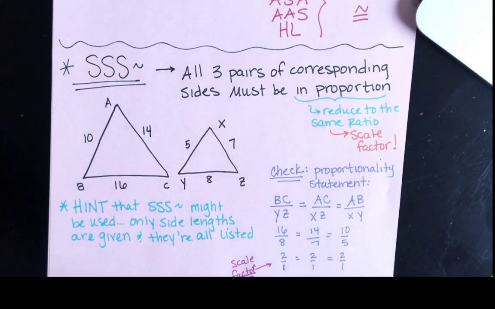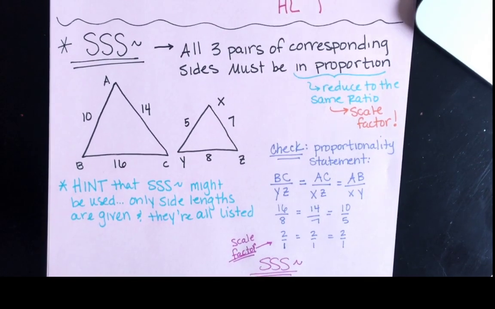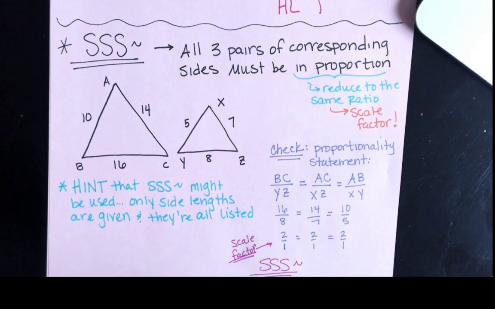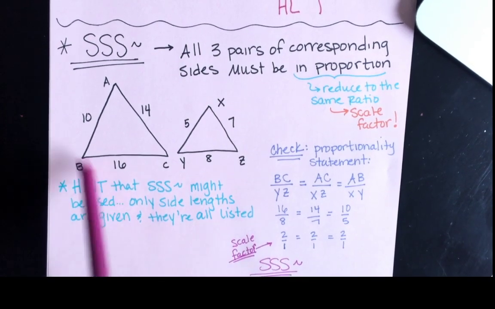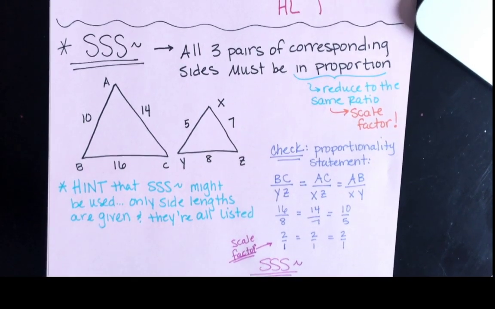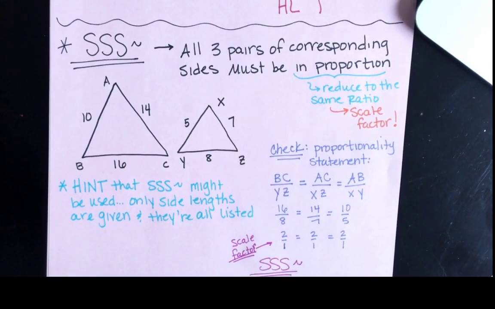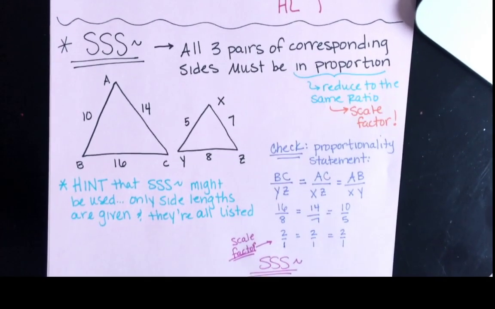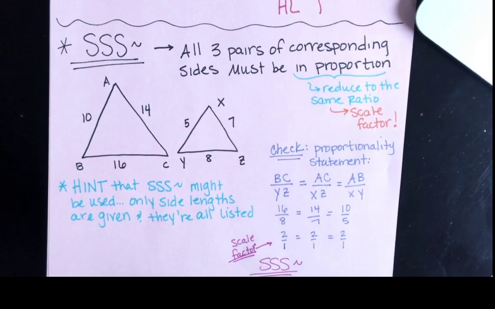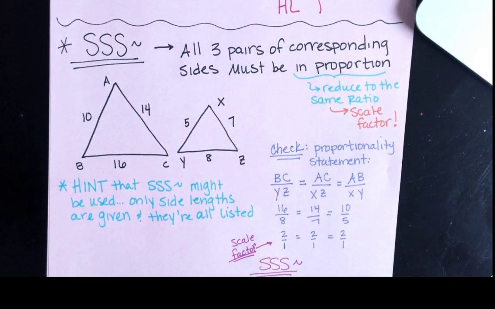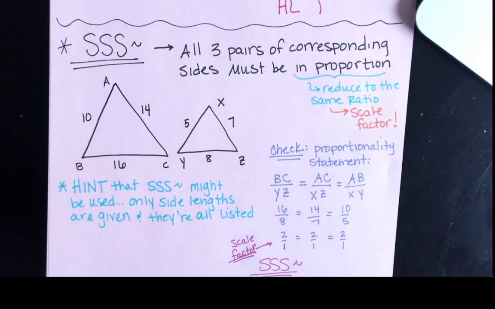So, easiest way, again, is check your scale factor. Check to make sure all of the sides reduce to the same amount. And it is side, side, side. So that's one. There are only 3. The next one is almost like side, side, side. A little bit easier.